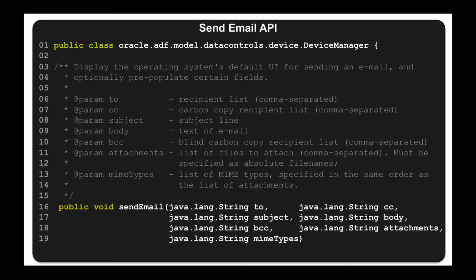So before we actually look at some Java API examples, let's just look at the Java API itself for sending emails. The send email method is provided through the oracle.adf.model.datacontrollers.device.DeviceManager class. The send email method itself has a number of parameters that it takes, which includes to, CC, subject, body, BCC, attachments, and MIME types.